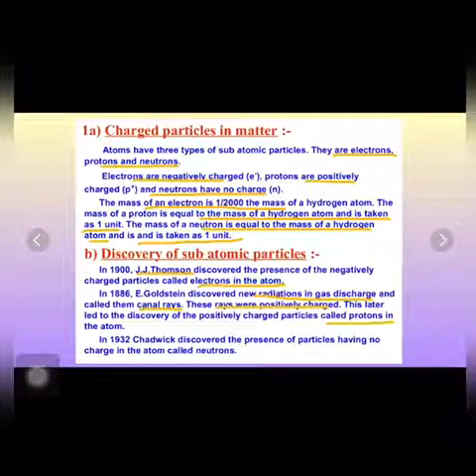And in the year 1932, Chadwick discovered the presence of particles having no charge in the atom, and they are called neutrons. So it seemed highly likely that an atom is composed of protons, electrons, and neutrons. Now the big question was, what sort of structure did these particles of the atom form? We will try to find the answers to this question in our following videos on models of an atom.